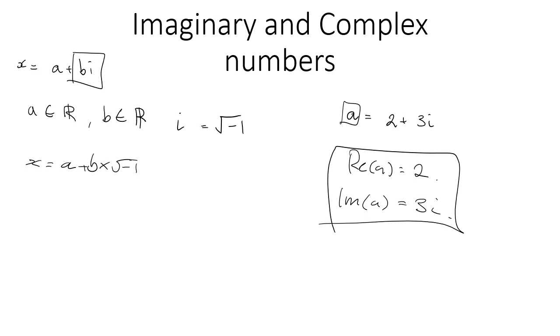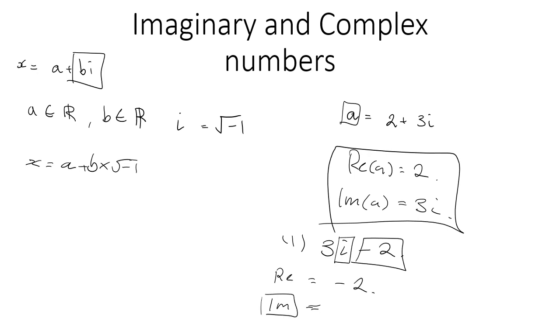Let's try another one. What if we had 3i minus 2? What would be the real part and the imaginary part be? The real part is the number that doesn't have i multiplied to it, so it's -2. Now the imaginary part is the number that has i multiplied to it, so it's 3i. Easy.